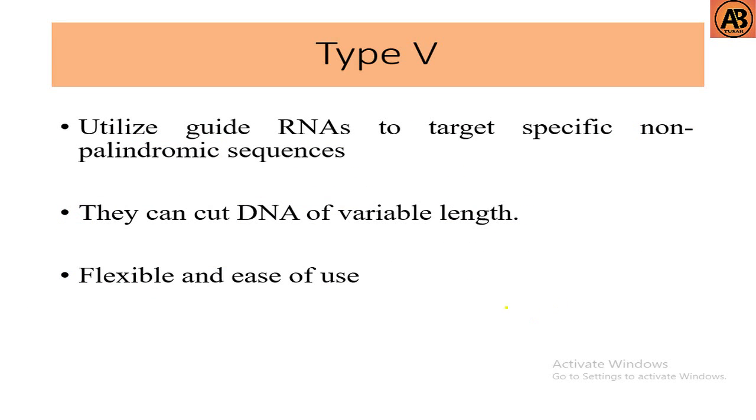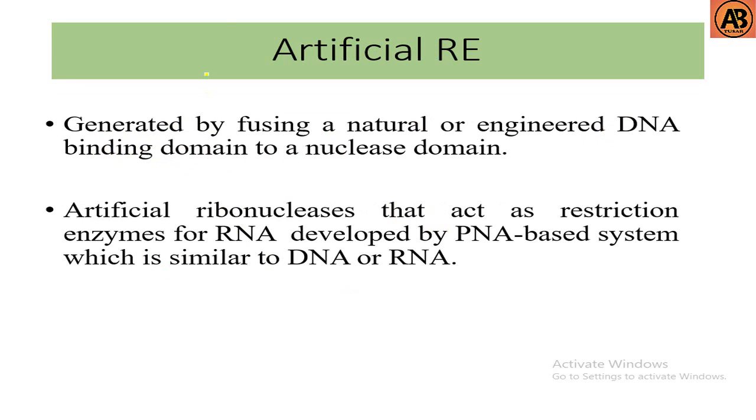And type 5 utilizes guide RNAs to target specific non-palindromic sequences. They can cut DNA of variable length, and are flexible and easy to use. And the last one is artificial restriction enzymes. It is generated by fusing a natural or engineered DNA binding domain to a nuclease domain. There are also artificial ribonucleases that act as restriction enzymes for RNA, developed by a PNA based system, which is similar to DNA or RNA. So this is about the artificial restriction enzyme.